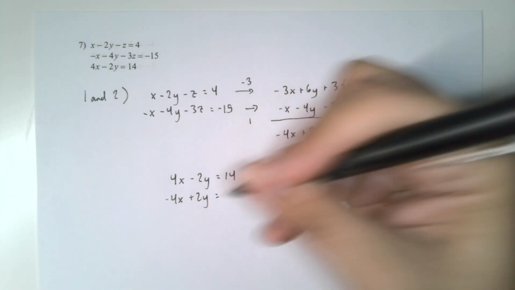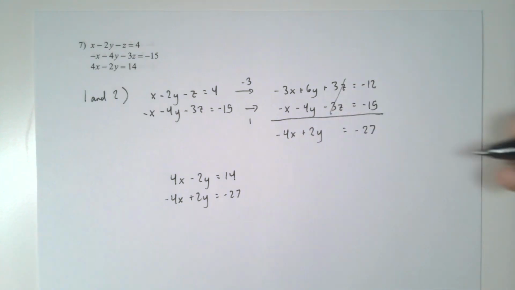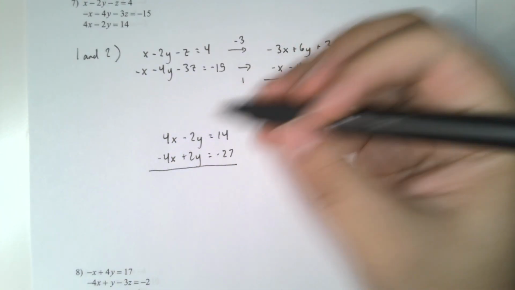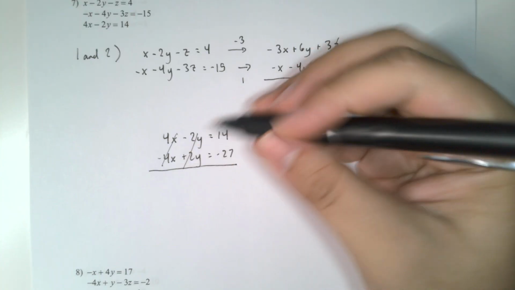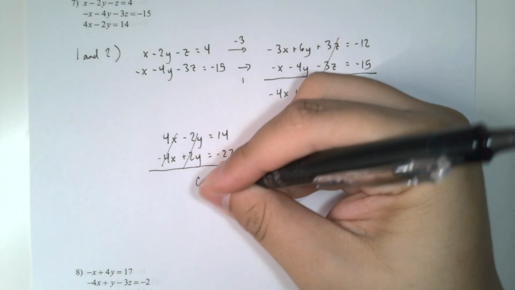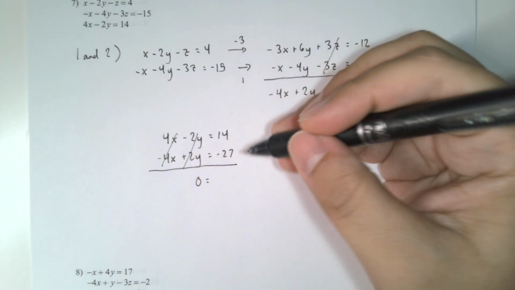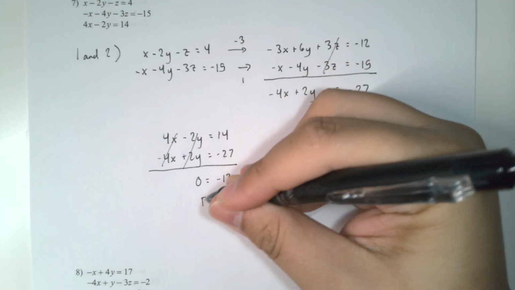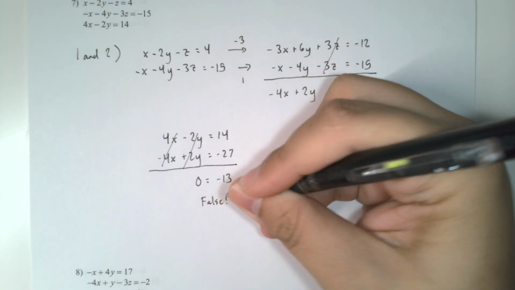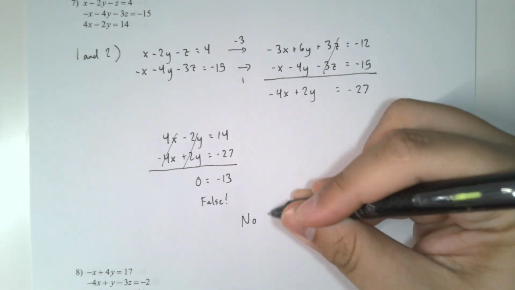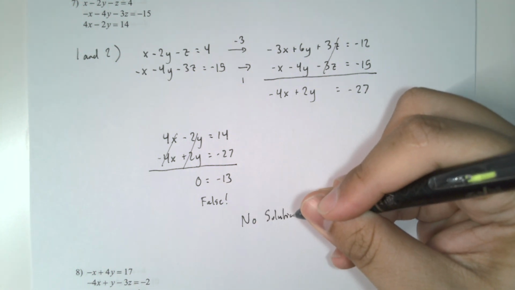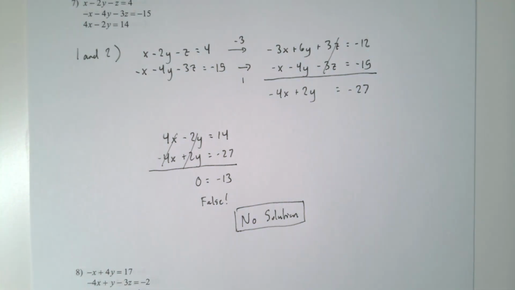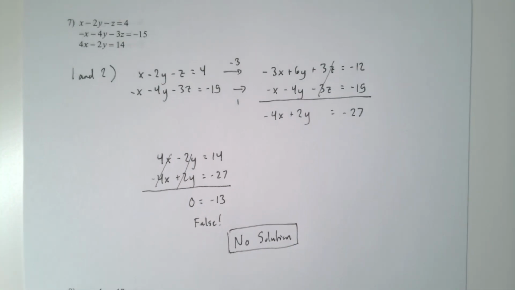Let's see. So negative 27. There we go. And now, if we add these two equations together, we get another one of our special solutions because the variables on the left cancel and we get 0. But on the right, we have 14 minus 27, which is going to be negative 13. And because this is false, we can conclude this is no solution. And there we go. So that concludes number 7.